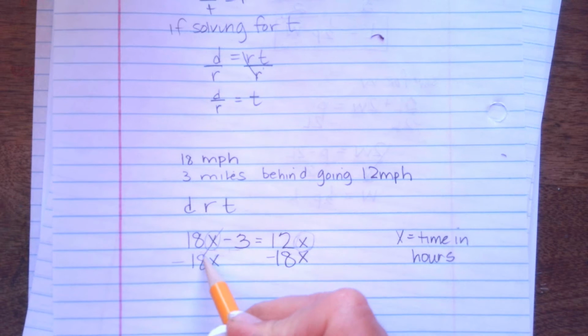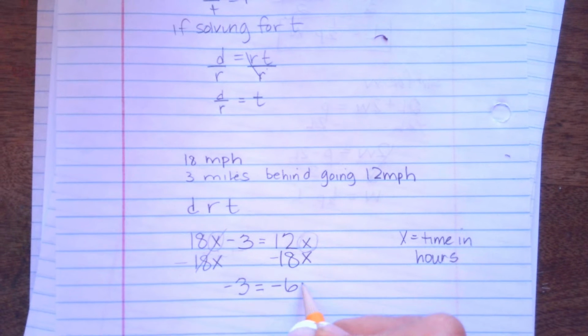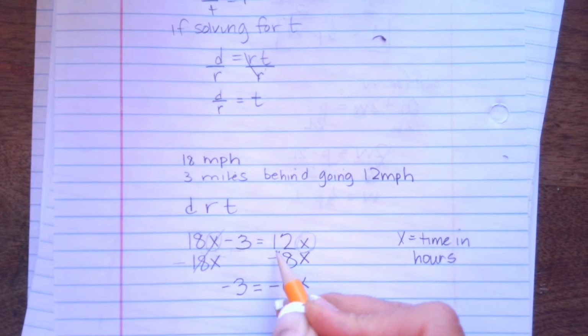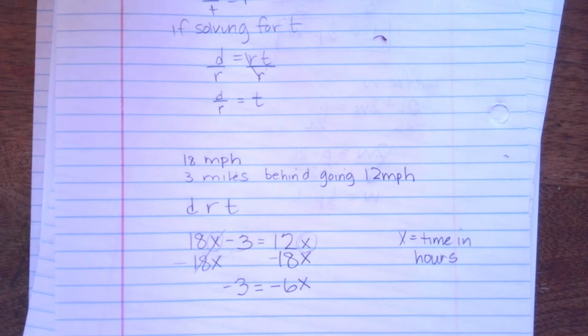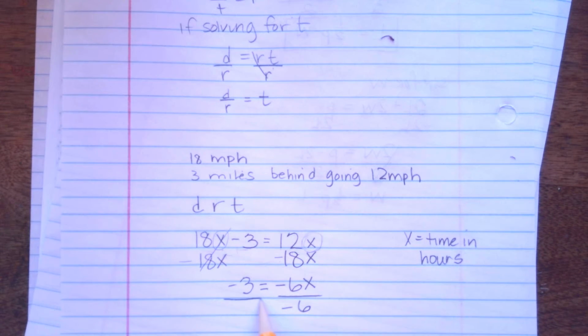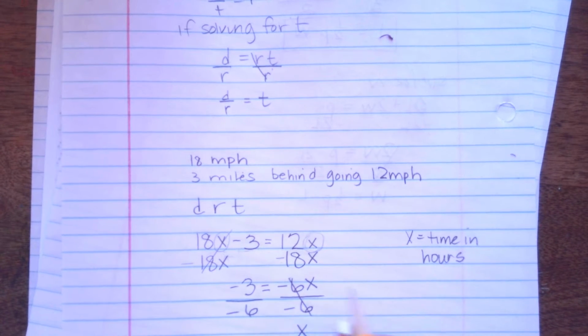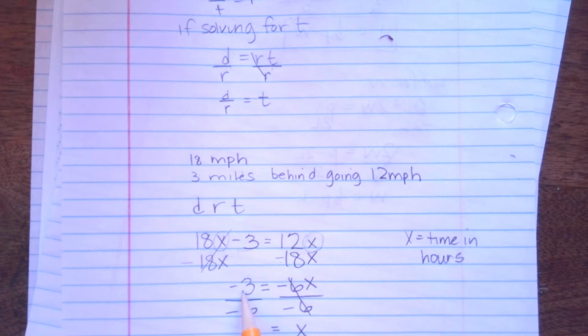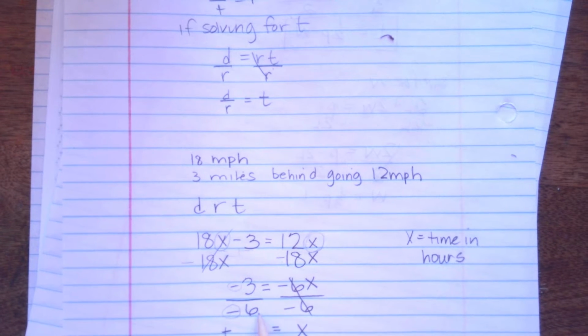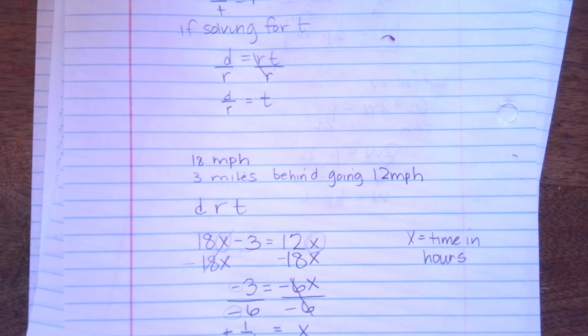So this cancels each other out, and what we have on this side is negative 3, and then what we have on this side is negative 6x, right? Because we have a negative 18 and a 12x. So I'm going to divide by negative 6 on this side, and then I'm going to divide by negative 6 on this side. This cancels each other out. We have an x on this side, and then I have a negative and a negative, so I know that's going to make a positive. And then I have 3/6, which I know is 1/2. So it's going to take a half an hour to catch up.